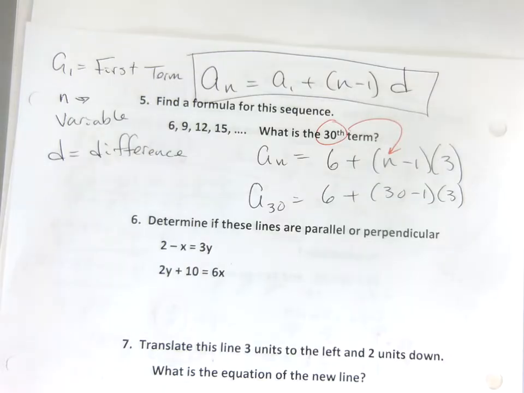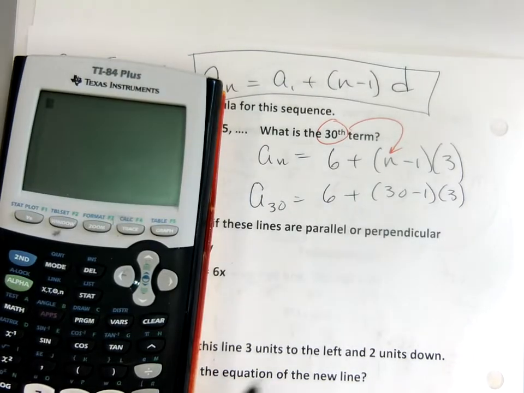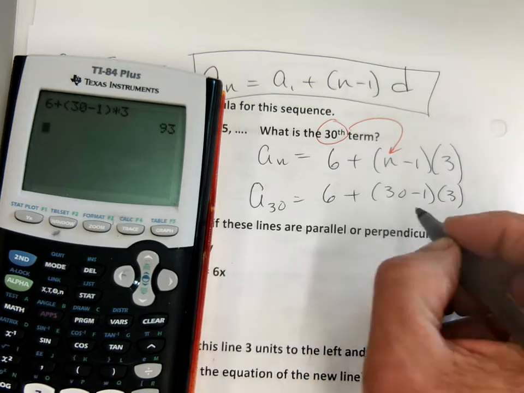Now, the other way to do this is you just keep making it until you get 30 terms. What a pain. You might make a mistake, right? Formula's easy, okay? So I'm just going to go 6 plus parentheses 30 subtract 1 parentheses times 3, and I get about 93.